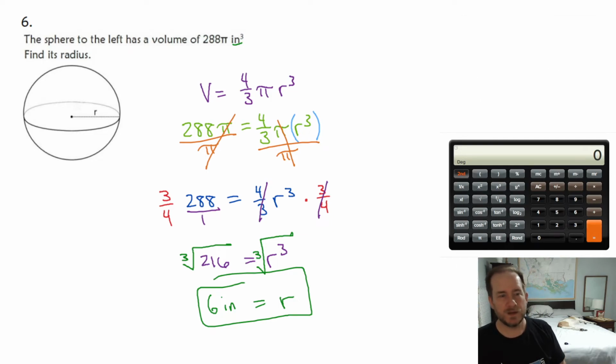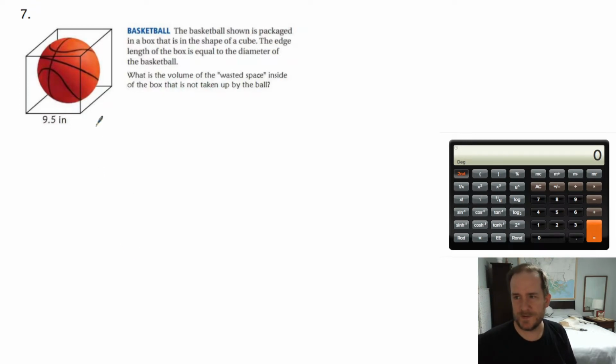Okay, finally. Alright, let's do 7. It's the last one. So this says the basketball shown is packaged in a box that is in the shape of a cube. Okay, fine, obviously. The edge length of the box is equal to the diameter of the basketball. Okay, sure. That makes sense too. Here's the edge length of the box. And so they're just telling you the basketball must just touch the side of the box. And over here it must just touch the side of the box. So that means the dimension all the way across is equal to 9.5.